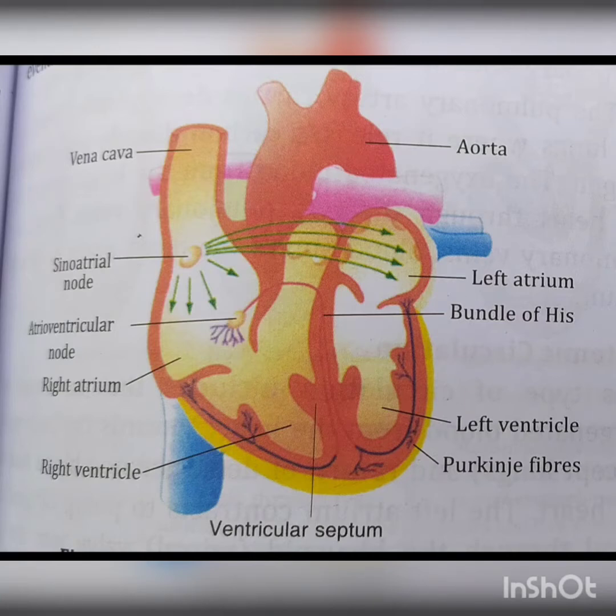Both sides of the heart pump blood at the same time. As the right ventricle contracts and conveys the blood into the lungs, the left ventricle contracts and pumps the blood through the aorta to the body parts.